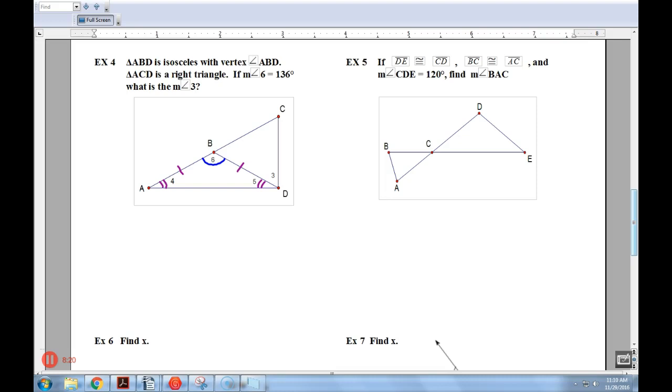And now we should be able to hopefully get some work going here. ACD is a right triangle. So ACD is the big dog. The big dog is a right triangle, meaning that this angle right here is 90 degrees. So that's another clue. And they give me the measure of angle 6. They say the measure of angle 6 is 136 degrees. So let's just write that in here. The measure of angle 6 is 136 degrees. And they want to know what is the measure of angle 3. So I got some work to do on this one. So let me kind of start working through what I know.